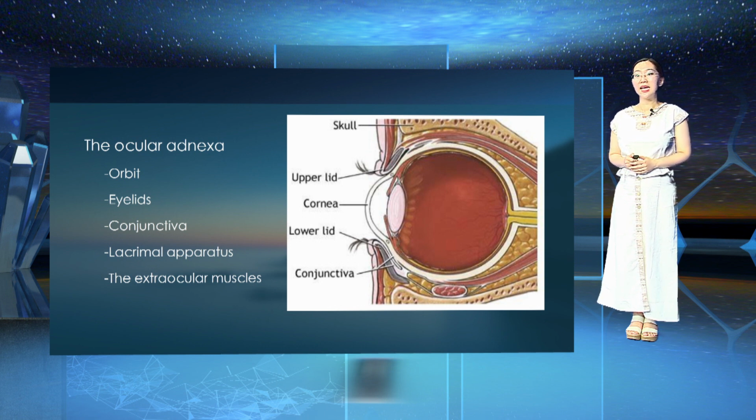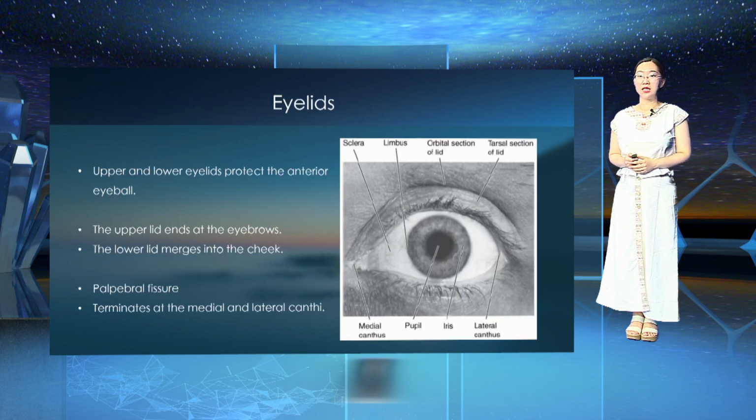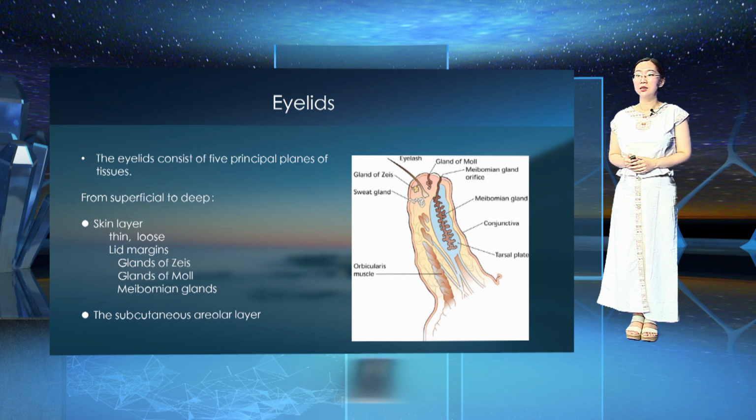The upper lid ends at the eyebrows. The lower lid merges into the cheek. The upper and lower eyelids protect the anterior eyeball. The palpebral fissure lies between the medial and lateral canthi. The eyelids consist of 5 principal planes of tissue.